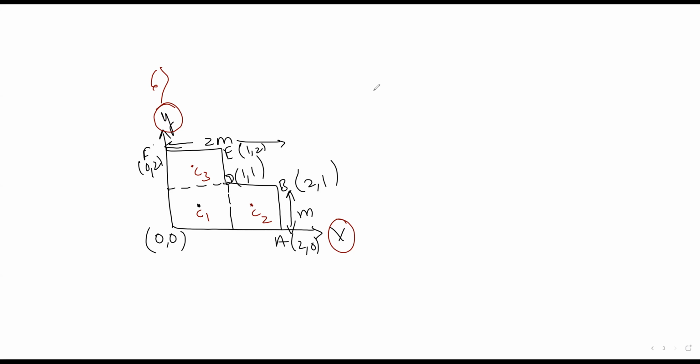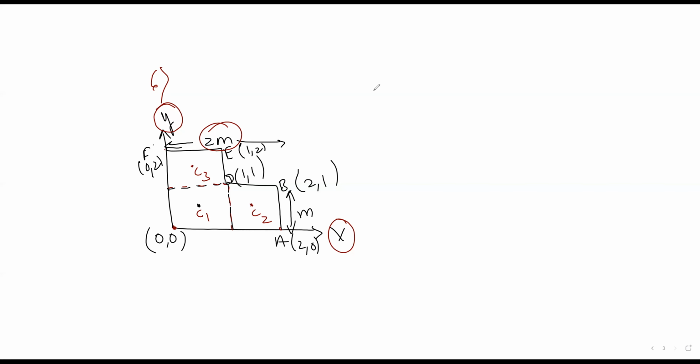The given L-shaped lamina is divided into 3 squares. If you see each individual square, it looks like a square. Each side is 1 meter, because from the origin to the A point it is 2 meter. If you divide it into equal parts, each part is 1 meter. Like that we divided it into 3 squares, each of side 1 meter and mass 1 kg.